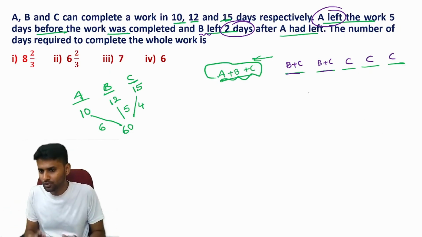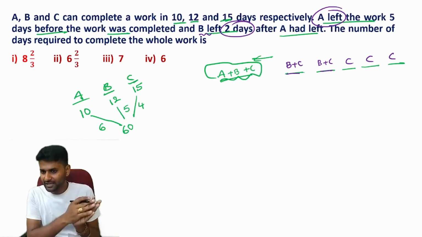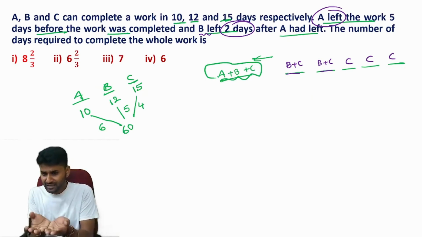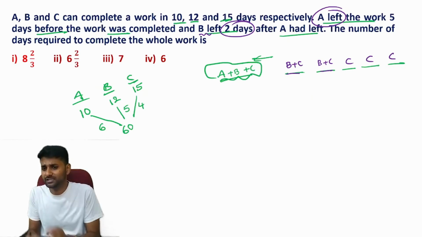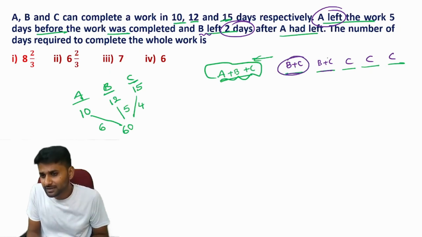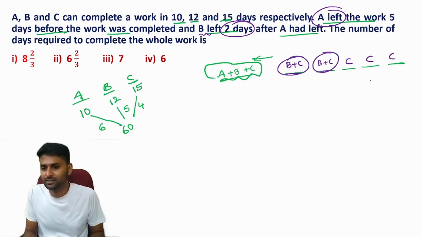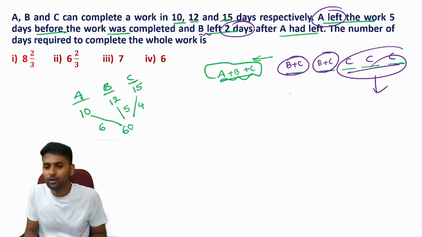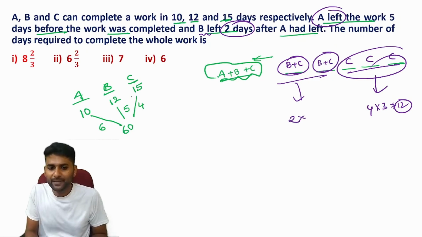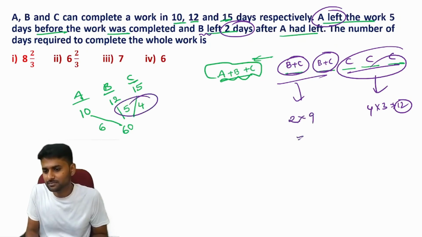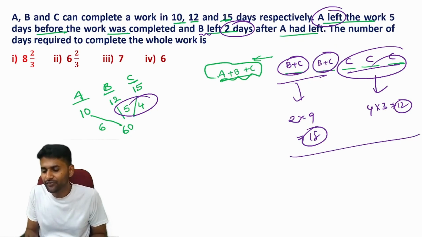Now you have to understand this. A left 5 days before and B left after 2 days. That's why you have to place B and C working together for 2 days and the remaining 3 days C alone can complete the work. In the last 3 days, according to C's efficiency, they are going to complete 12 units. In these 2 days, BC efficiency is 9 units, so definitely it will complete 18 units. In the last 5 days, they completed 30 units.